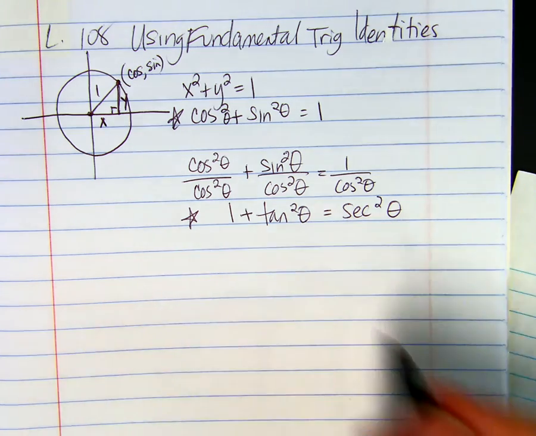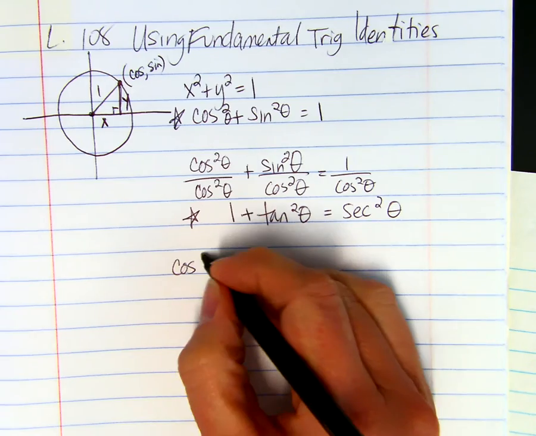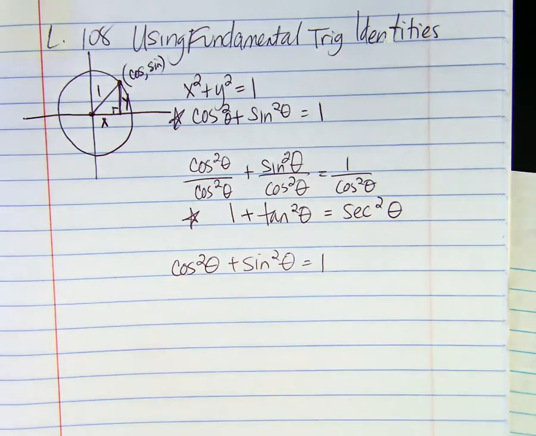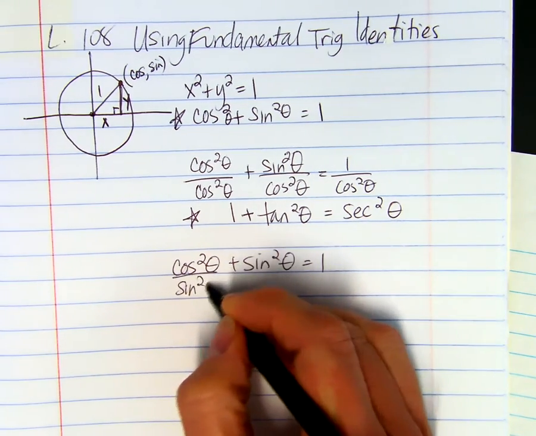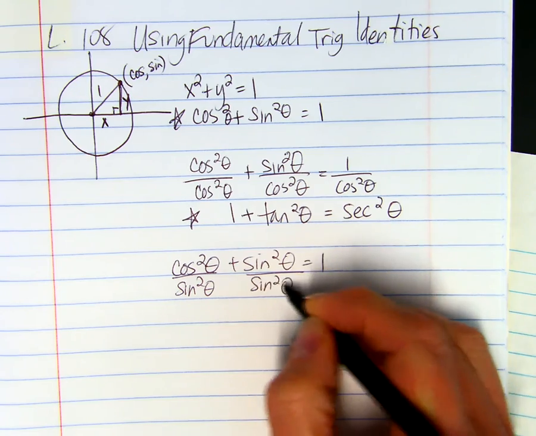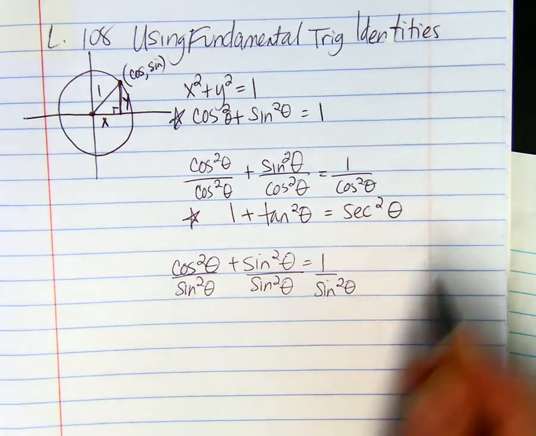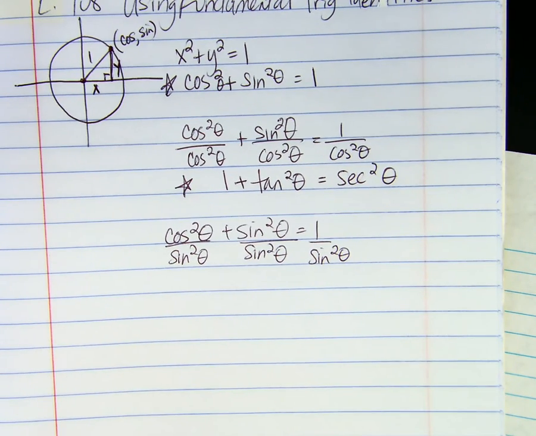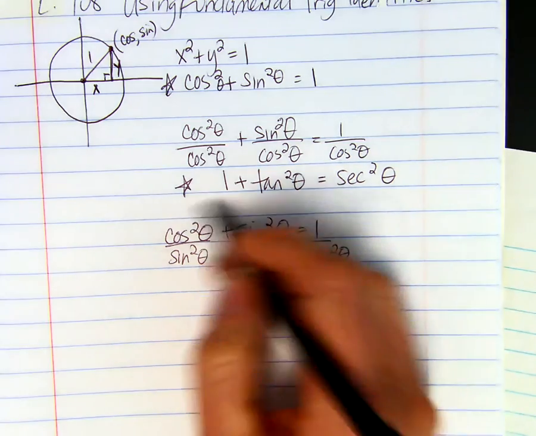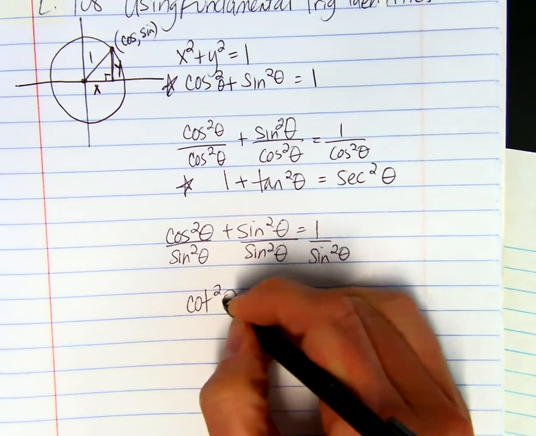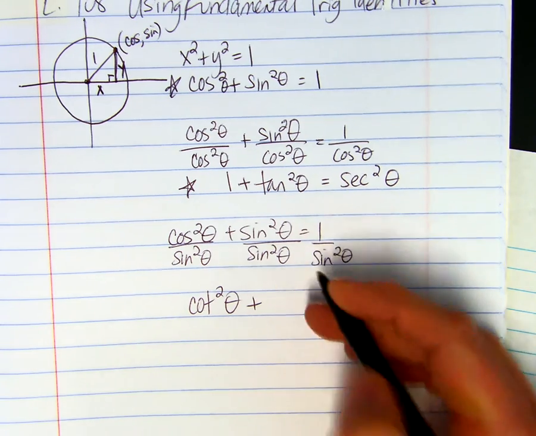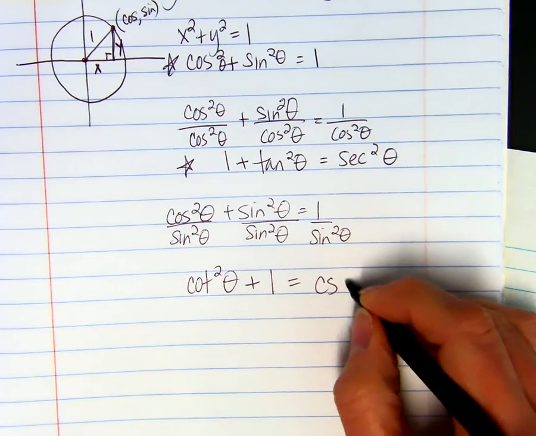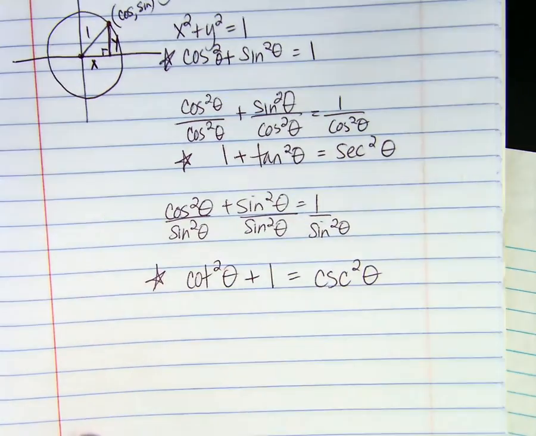Okay. And then if we take our equation of our circle, cos squared theta plus sine squared theta equals 1, and divide everything by sine squared, we have cos squared divided by sine squared, which is just the reciprocal of tangent, and we call that the cotangent. So this one is just called the cotangent squared of theta. And then sine squared divided by sine squared is 1. And 1 divided by sine squared is the cosecant squared, and there's your third fundamental identity.